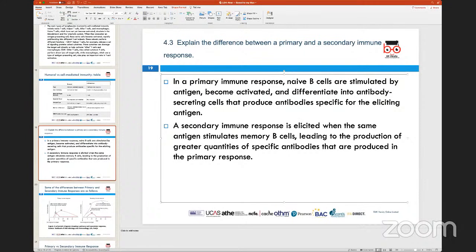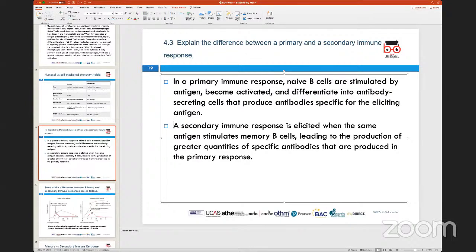The third bit that we would be looking at would be antibody production. Now, in the primary response, the production of antibodies is specific to an antigen which has entered your body or is starting to cause some sort of infection.